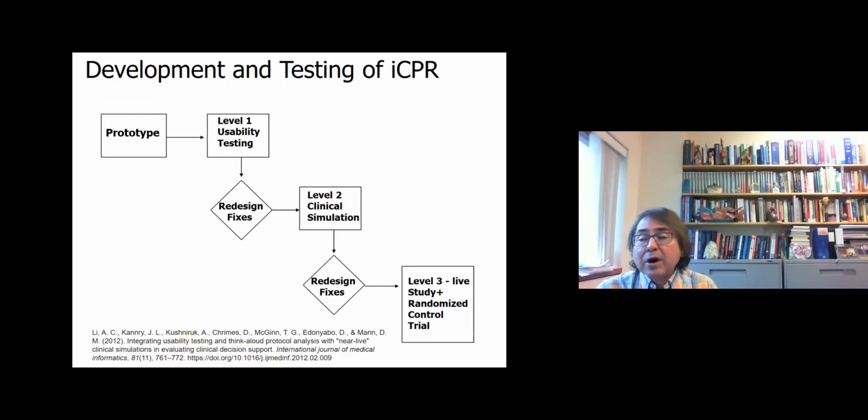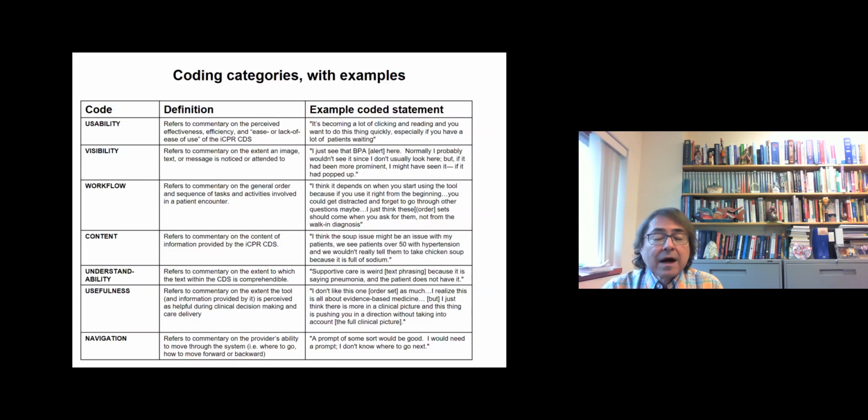So we started with the prototype implementation of the guidelines, did the level 1 usability testing, redesign fixes, then the level 2 clinical simulation fixes, and then finally it went to a clinical trial with two groups, one group getting the guidelines, one group not. Because we optimized up to then, it had a very high uptake. I won't go through examples, but we had coding categories from a coding dictionary. Elizabeth will mention a bit about this in a moment, like the coding category usability, referring to perceived effectiveness, efficiency, or ease of use, or lack of.